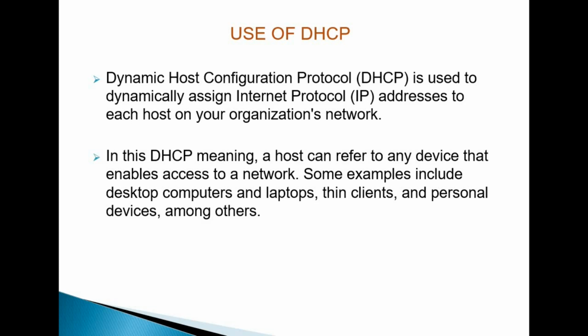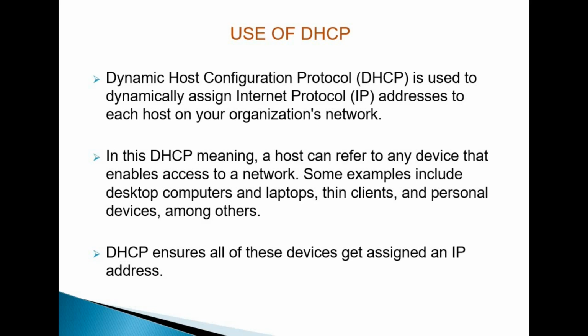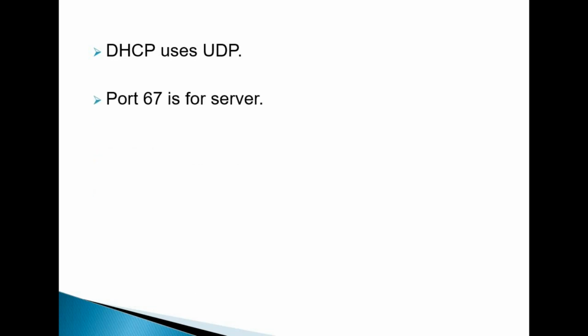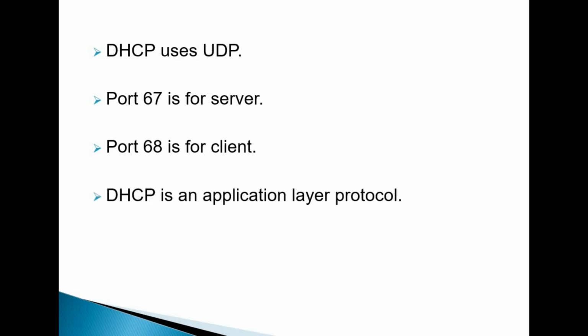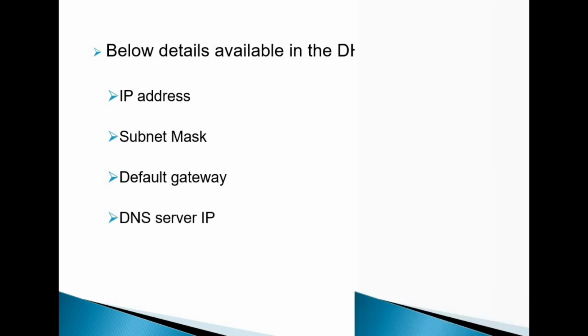Simply, DHCP offers IP addresses in the network to PCs, IP phones and all other devices which are capable of handling DHCP packets. It uses UDP, and port 67 is for the DHCP server and port 68 is used for the DHCP client, and it's an application layer protocol. These are the information available in the DHCP packet: IP address, subnet mask, default gateway and DNS server IP.